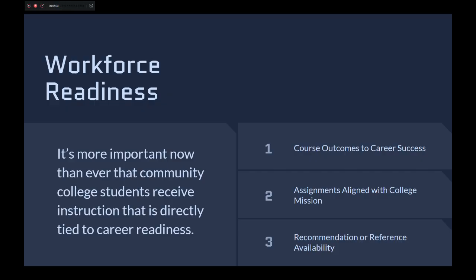And finally, workforce readiness. So it's more important now than ever, really, that community college students receive instruction that is directly tied to career readiness. I'm not going to say this isn't important at the university level. It is. It's important for all collegiate institutions, but it's especially important for community colleges. So here are some things I want you to keep in mind. Think about how your course outcomes lead to career success.